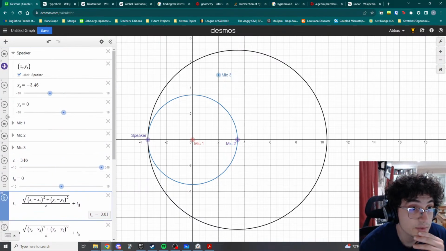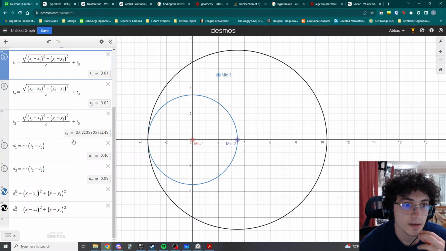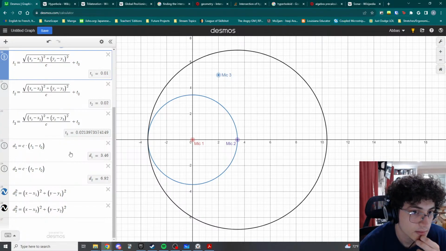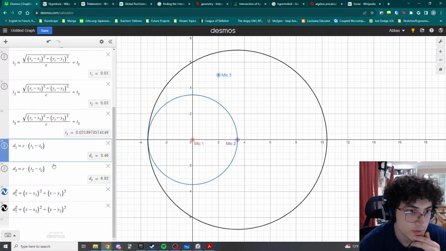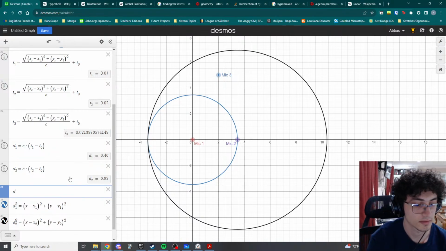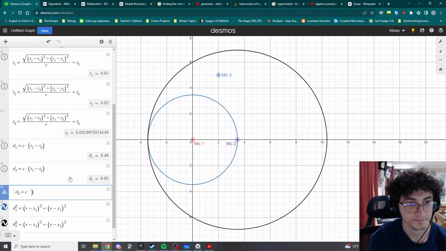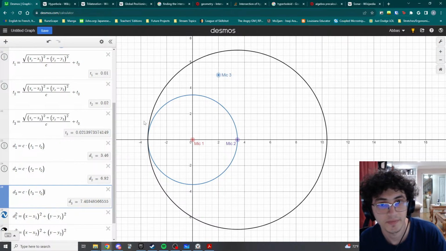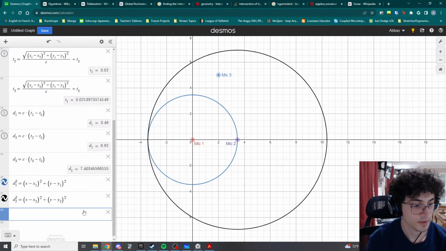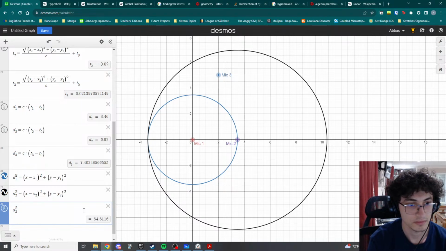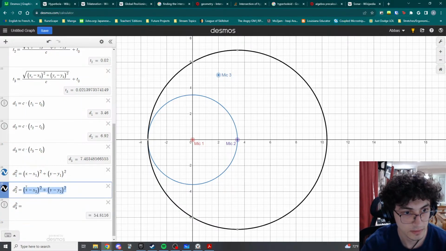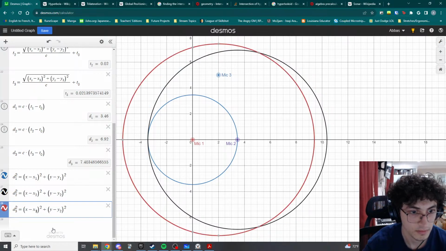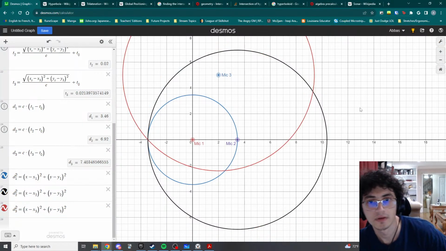Okay. Normally, the speaker is hidden away from us. And then we've got this, and then D3 is going to be equal to the same thing: T3 minus T0. All right. And then we'll do the same thing here. D3 squared is equal to all of this, but for the third mic.